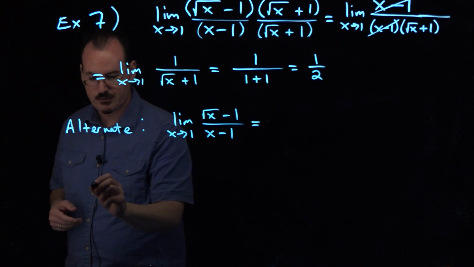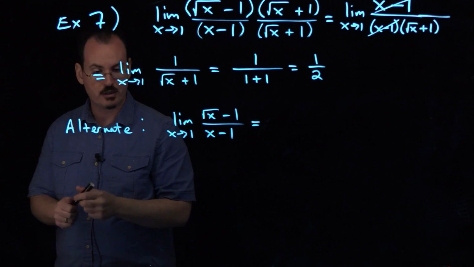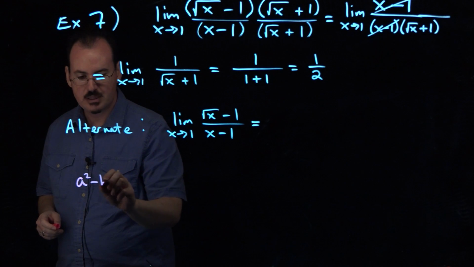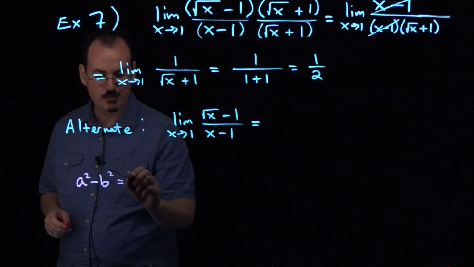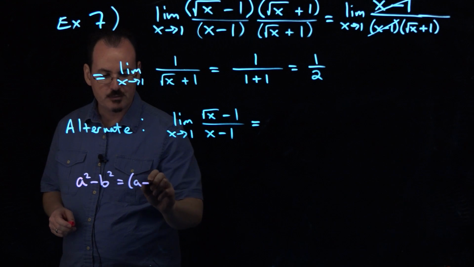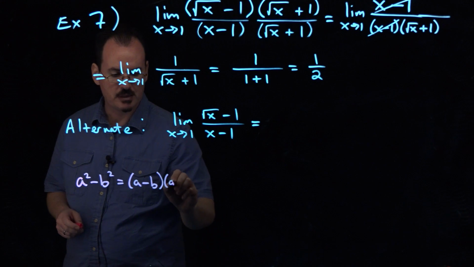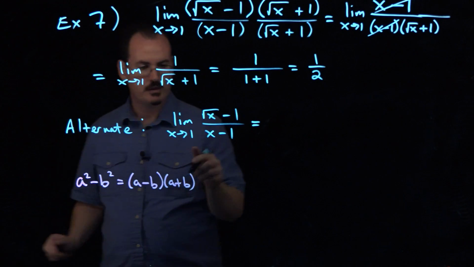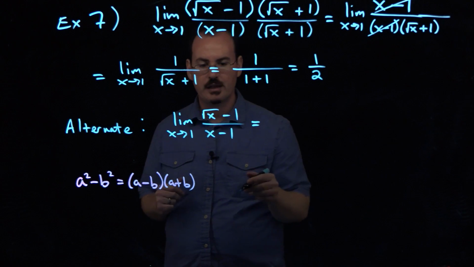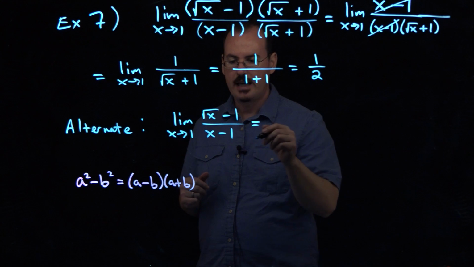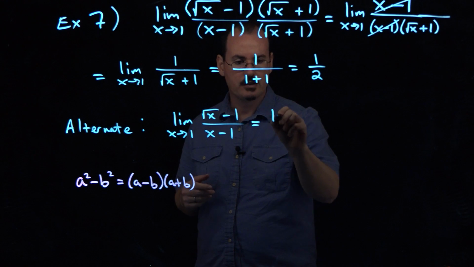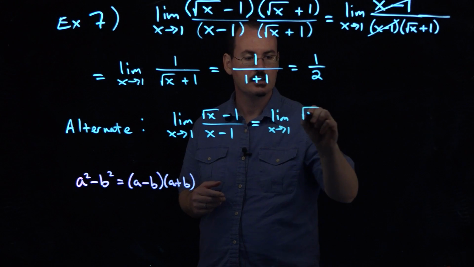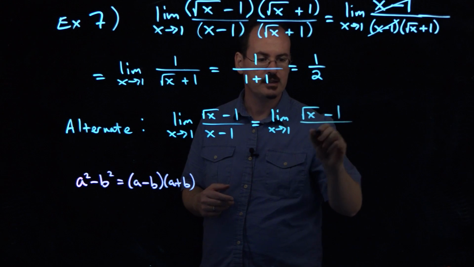And just recall what the difference of squares is. Let me just write this in a different color. Difference of squares formula, if I've got a squared minus b squared, that factors in a special way. That factors to be a minus b times a plus b. So I can think of this denominator as being the difference of squares. Well, what's the square root of x? Well, it's the square root of x. So it actually is the difference of squares, and I can factor it in that way.